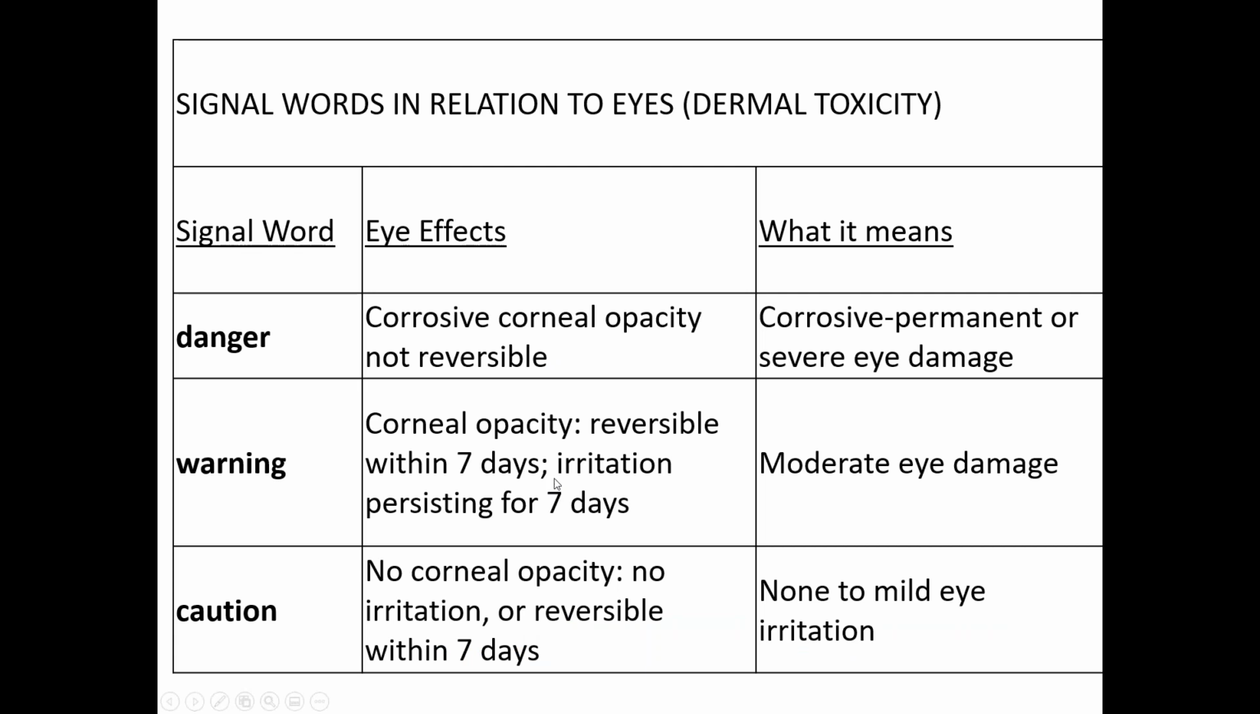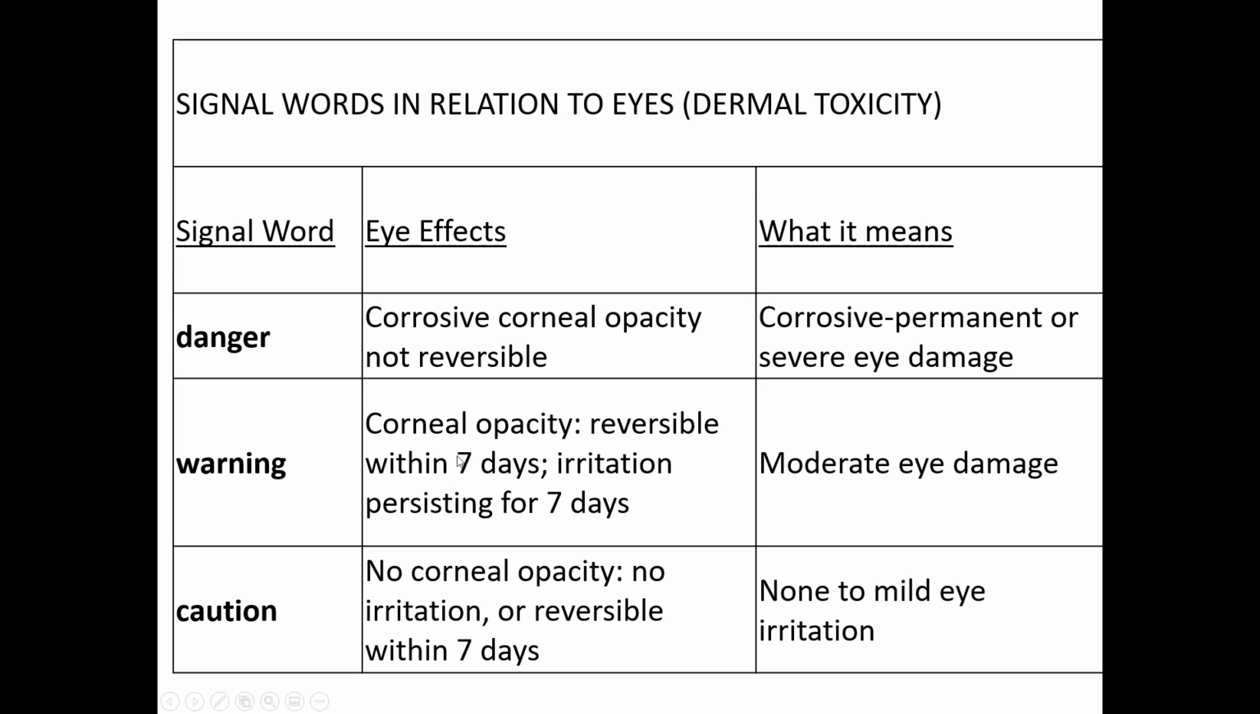So we have signal words on all these formulations. We have danger, warning, and caution signal words. And here is what it means for Triclopyr in terms of eye effects. If it has a danger signal word, that means it is corrosive, with corneal opacity that is not reversible if you don't get it out of the eyes. So really that means permanent or severe eye damage when you have that danger signal word and fail to get that concentrated product out of your eyes.